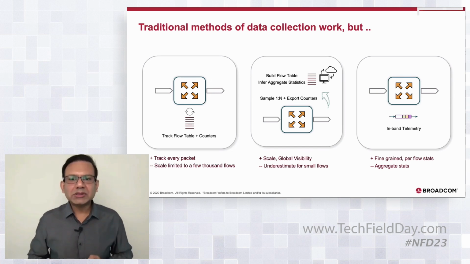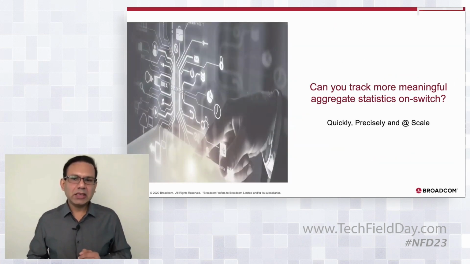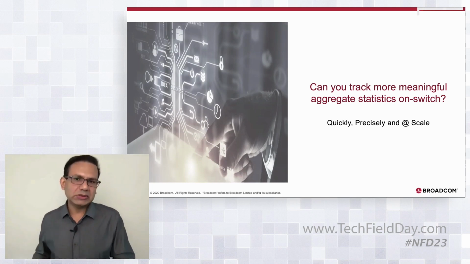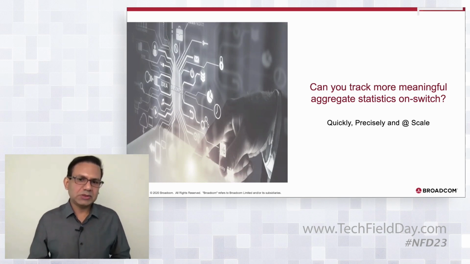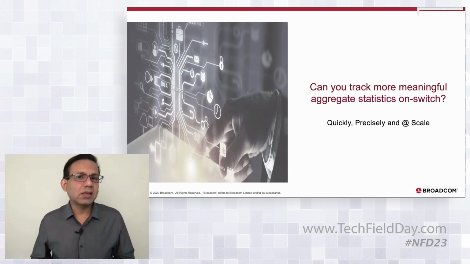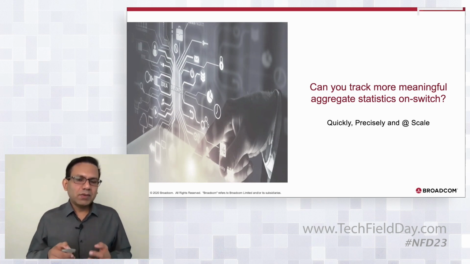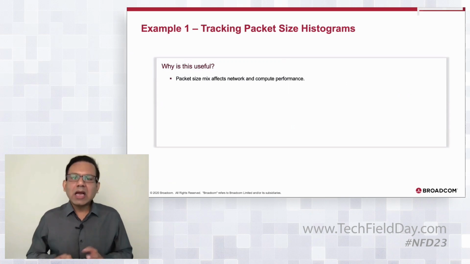And so the question that we are simply asking here is, can you track more meaningful aggregate statistics on a switch itself? And could you do this precisely, quickly, and at scale? So we'll look at methods for how we can do this, and these supplement the traditional approaches that we have today. And I'll look at this through examples, because that's the easiest way to get the message across.